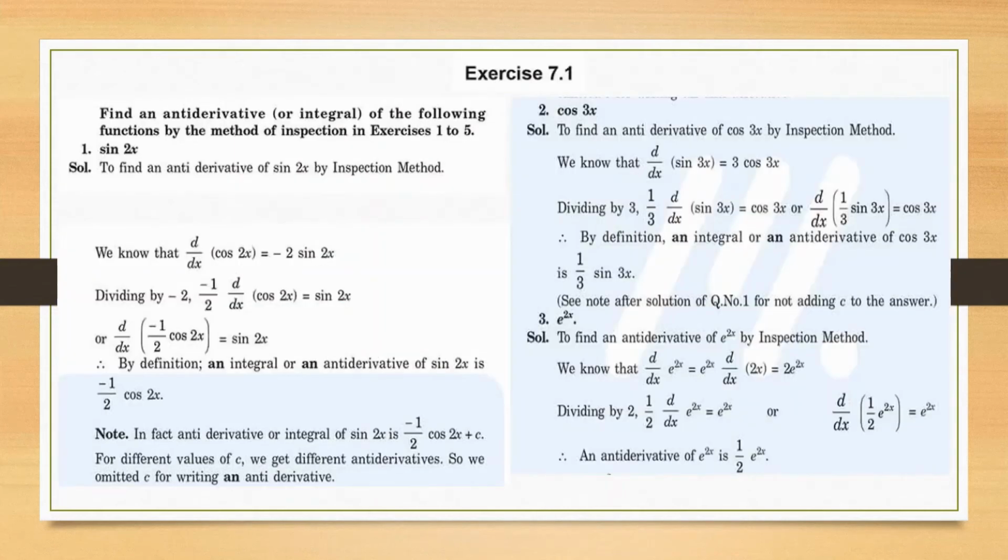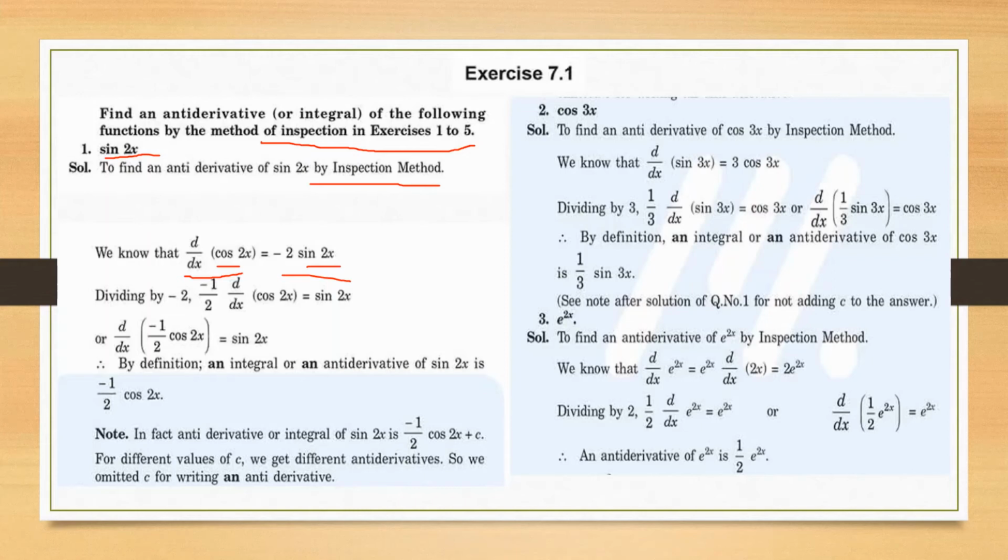Exercise 7.1. Find an antiderivative or integral of the following functions by the method of inspection, in exercises 1 to 5. So let us start. Method of inspection means you have to use the concept of derivatives. So sine 2x is there. I'm going to find it by the inspection method. We know d/dx of cos 2x is minus sine 2x times the derivative of 2x, which is 2. So it is minus 2 sine 2x.